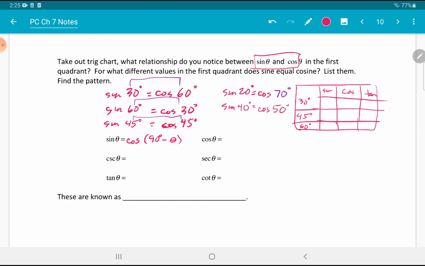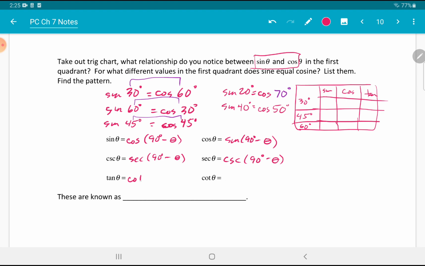Okay, so similarly, if you want to go between cosine and sine, then cosine theta is the same thing as sine of 90 degrees minus theta. And it turns out that this really works for its reciprocal functions as well. So cosecant of theta is equal to secant of 90 degrees minus theta as well. Secant is the same thing as cosecant of 90 minus theta. They have that relationship there.